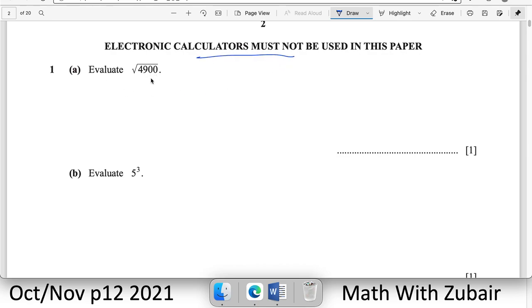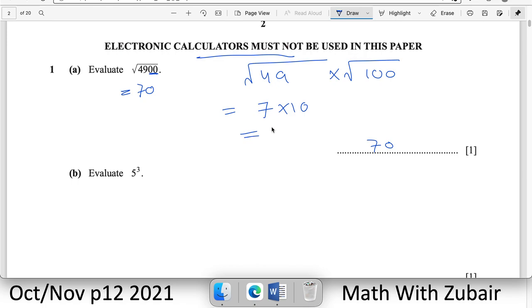Evaluate square root of 4900. So square root of 49 is 7 and square root of 100 is 10. So your answer is 70. You may also write this in this way. That is 7 times 10, 70.